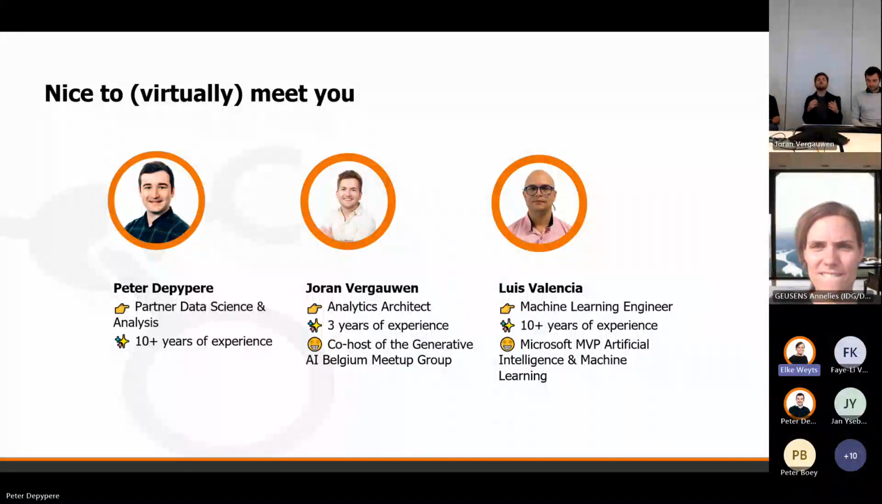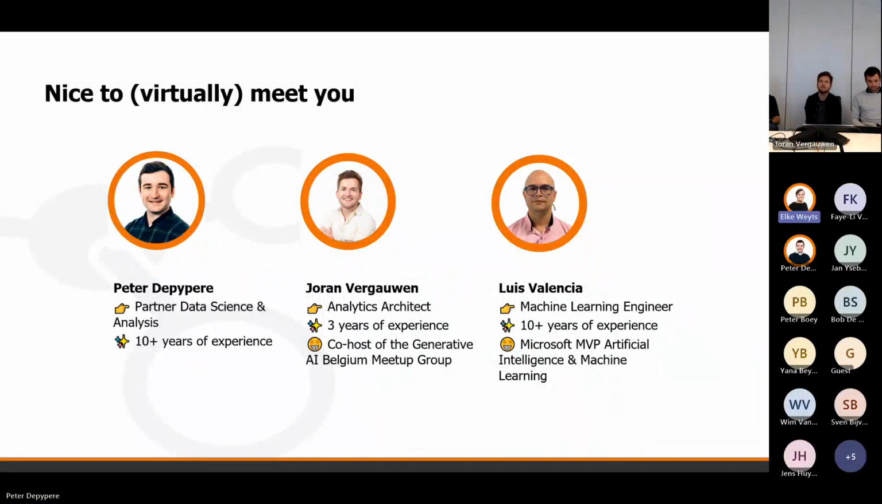All right, so who am I? My name is Johan Vergouwen. I'm an analytics architect at element61. I'm actually also the co-host of the Generative AI Belgium meetup group.